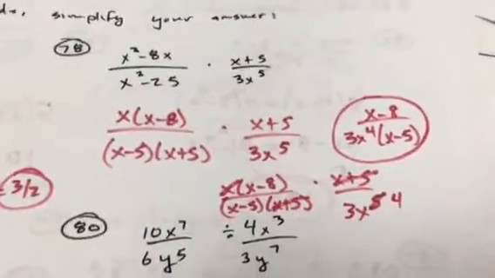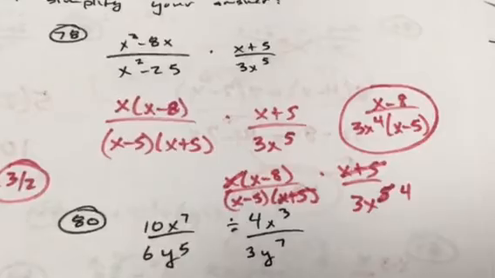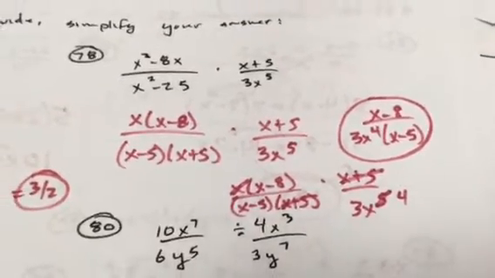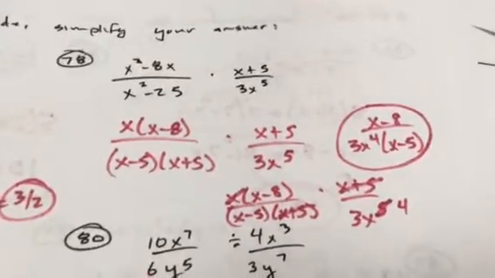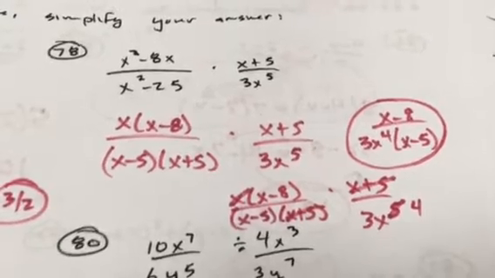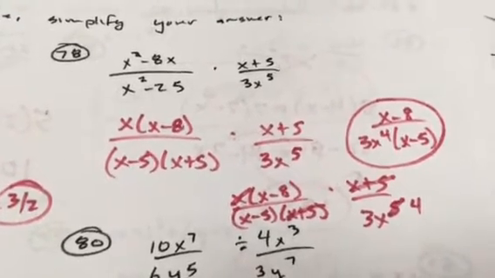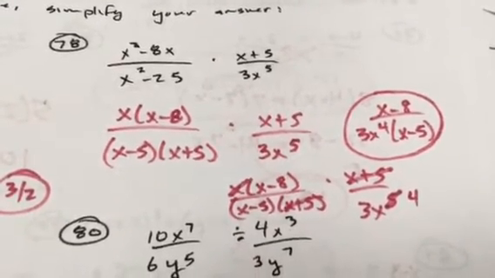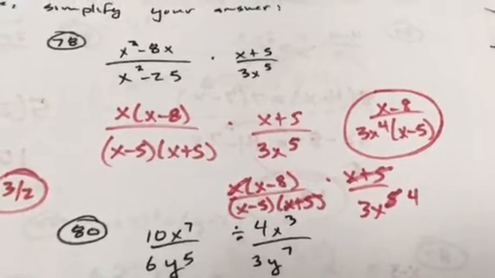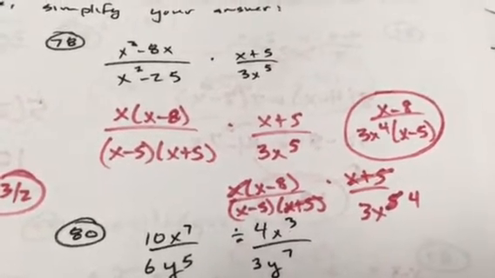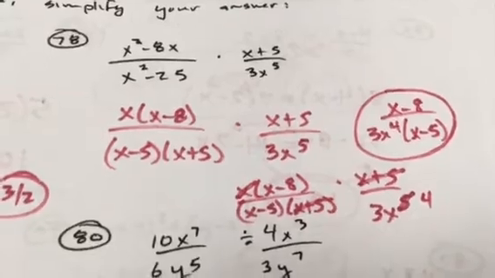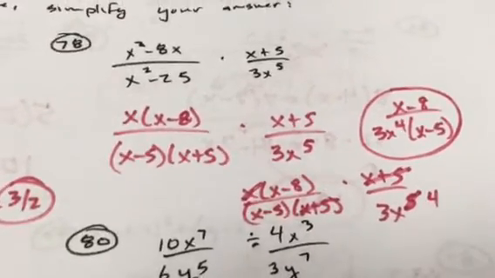Guys, on 78, factor out the x they have in common on the first numerator. Difference of 2 perfect squares on the first denominator. Nothing to factor on the second fraction. The bottom has 4 more x's. That's why it's 3x to the 4th. Really, the only other thing you cancel out is the x plus 5s. All right, and the x up top cancels with one of the 5 down below.